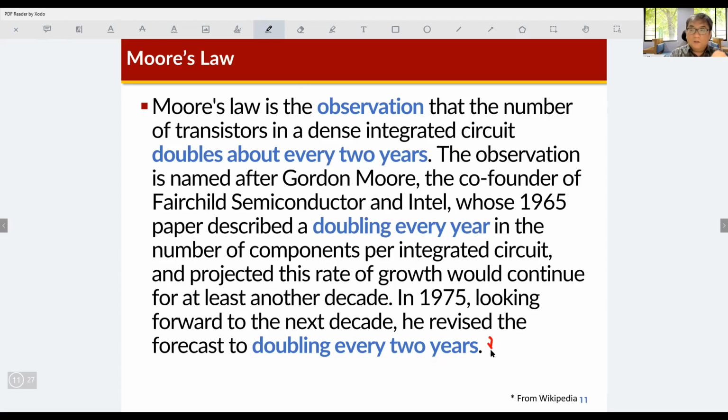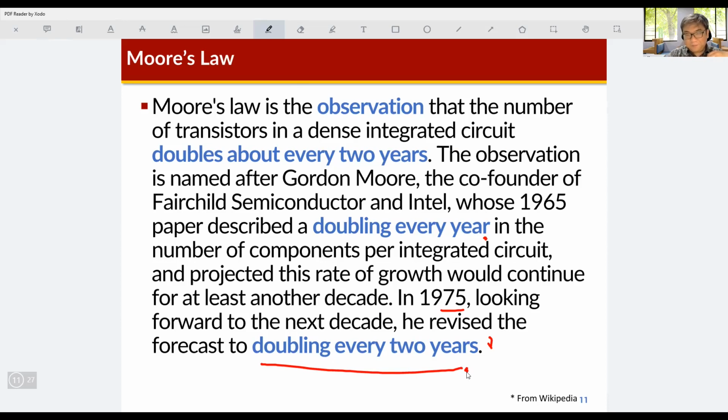So this is the definition of Moore's law introduced in Wikipedia. So I copied this Wikipedia content here. So as you can see, doubling. Originally it was doubling every year, but in 1975, he revised the forecast to doubling every 2 years. So it was also changed, modified.